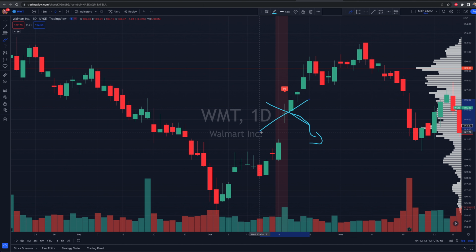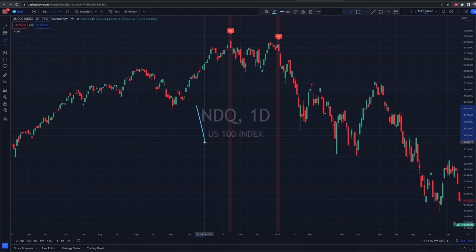And yes, we got an indication, hey, this could be a good idea. This could signal reversal, but if we don't get the confirmation, it's a no-go. For number two, we head over to the NASDAQ 100.